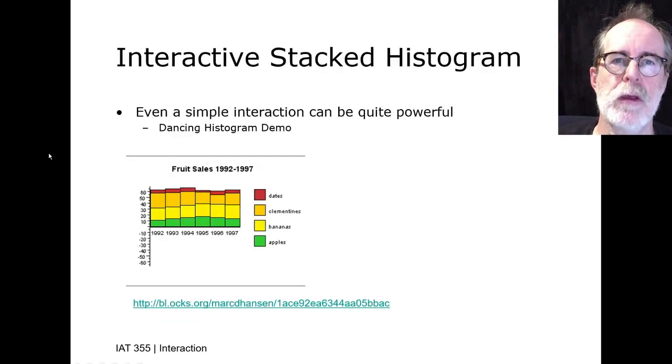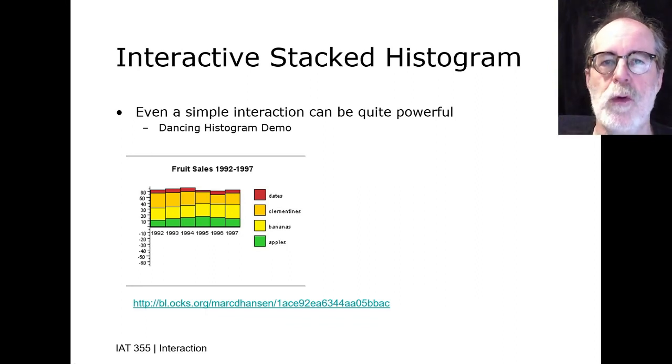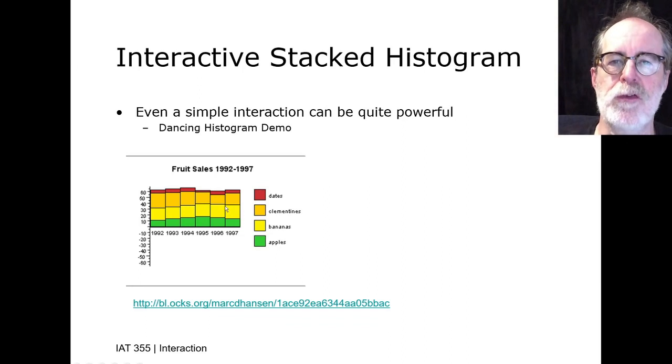All right. So it turns out that even a simple interaction can be quite powerful. This thing here is called dancing histograms. I'll show you the static example, and then I'll go to the website in a sec. Here, this is showing fruit sales from 1992 to 97. Just some random example: dates, clementines, bananas, apples. Clementines, some kind of orange. And if I were to ask you what the sales trend over the years was for clementines, you'd find it a little bit hard to answer.